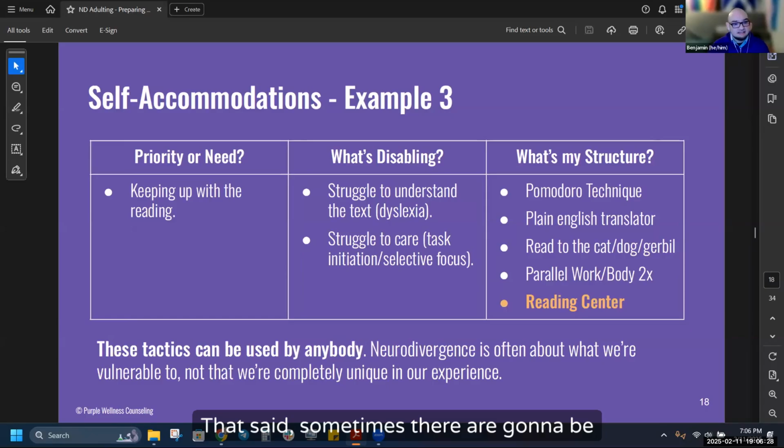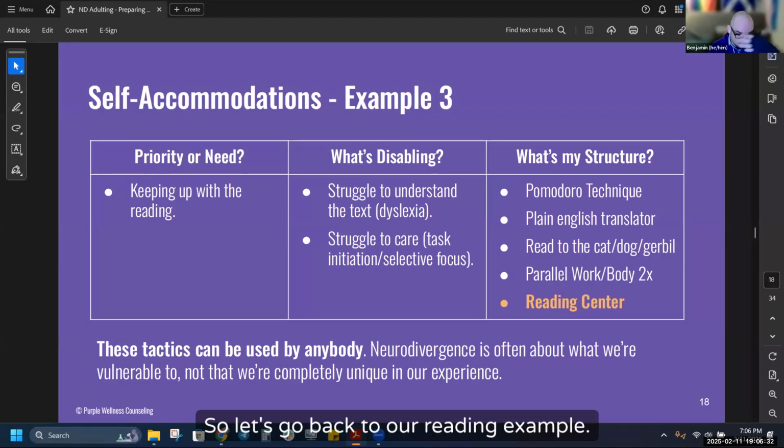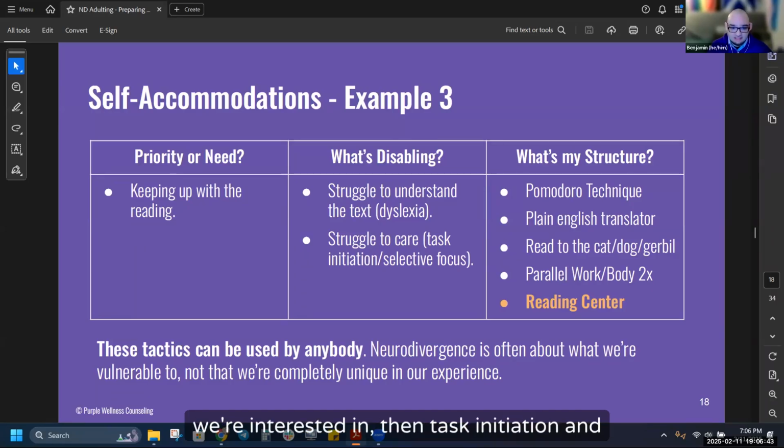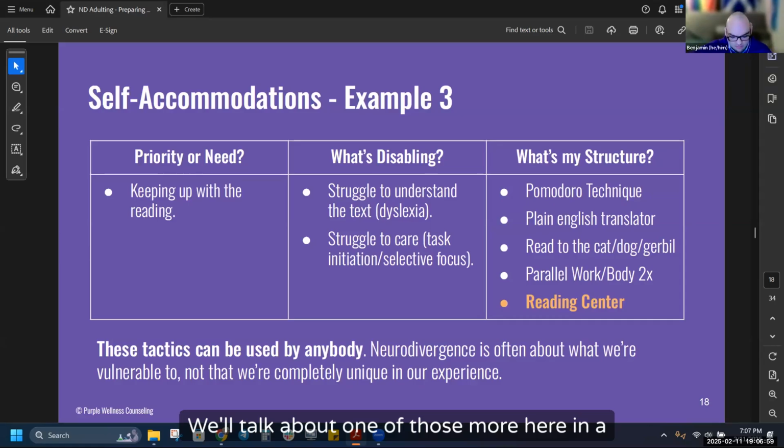That said, sometimes there are going to be contexts that require some very specific things. So let's go back to our reading example. There could be a couple of things going on here. Like maybe there's a struggle to understand due to some dyslexia, or maybe it's a struggle to care, right? Like ADHDers, if it's not something that we're interested in, then task initiation and selective focus are really, really hard. So we still got to get the reading done though, right? So what are things that we could do with that? So maybe we have some kind of structured timing technique. That's what Pomodoro is. We'll talk about one of those more here in a moment.